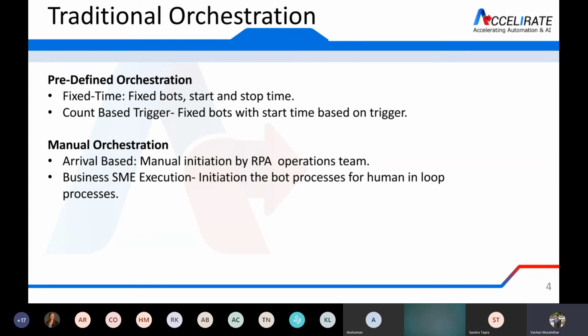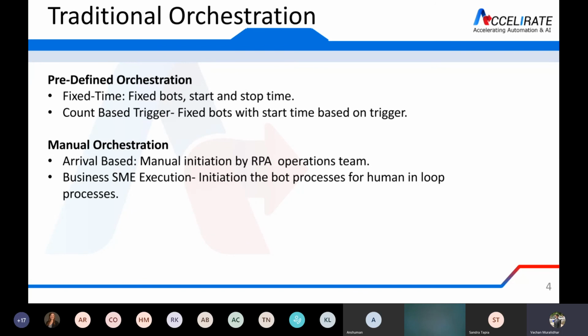The first is the fixed time. With fixed time, we specifically set the bot's start time and stop time. The bots will start operation at the start time and end at the end time, so irrespective of the transaction or volume, it starts and stops at the same time every day based on the frequency. The count-based trigger is where we execute the bots based on the count, based on the volume. All these transactions will be coming in queues. We use the queues to feed the transactions to the bots. So the count-based trigger executes the bots when we have a certain number of transactions. So these are the predefined orchestration.